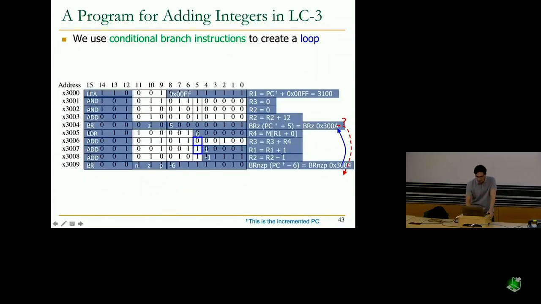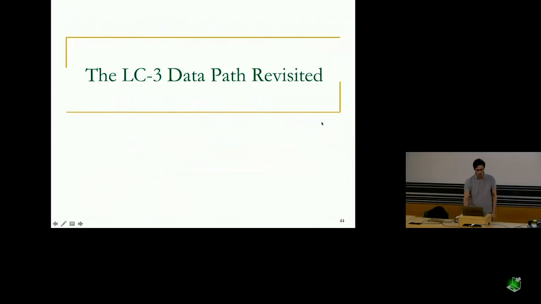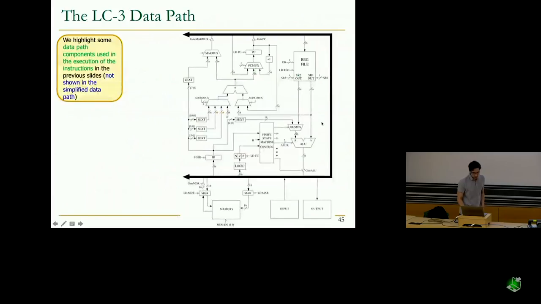So what we are defining here is a kind of loop. We check if we reach the end of the 12 integers. If we didn't, we read a new integer, we add it to the accumulator, and finally, we jump again to the beginning. Okay, so now let's take a very quick look at the LC3 data path.